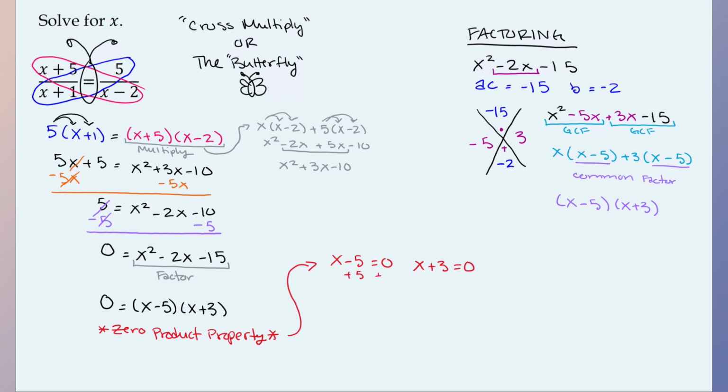So we're going to add 5 to both sides. We get x equals 5. And then we also have another possible answer: subtract 3 on both sides. We get x equals negative 3. So for this proportion, we have 2 answers. x could equal 5 and x could equal negative 3.